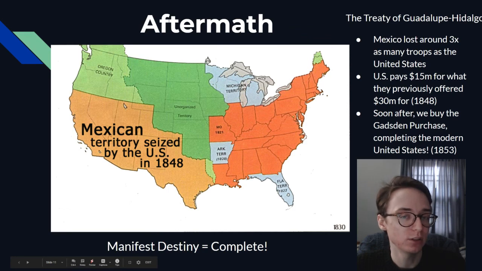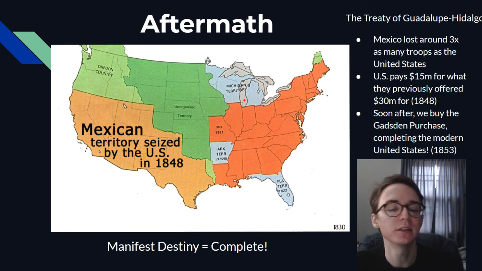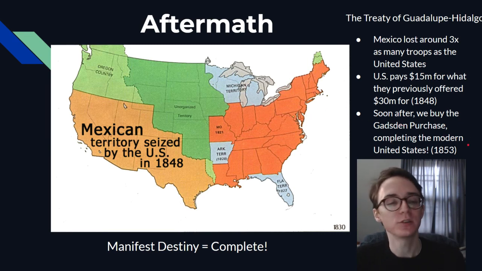Now, luckily we resemble what we resemble today, more or less, we are finally complete. Eventually, we still have to get Hawaii and Alaska, but for our purposes, Manifest Destiny has finally been completed, right? We have finally extended ourselves from coast to coast.